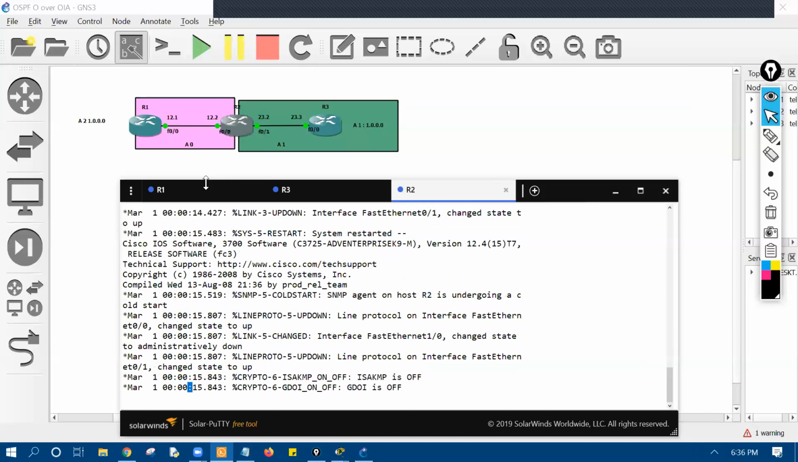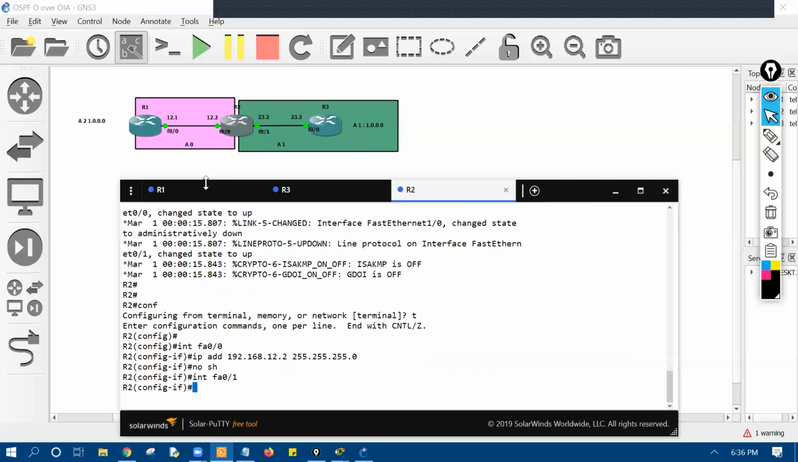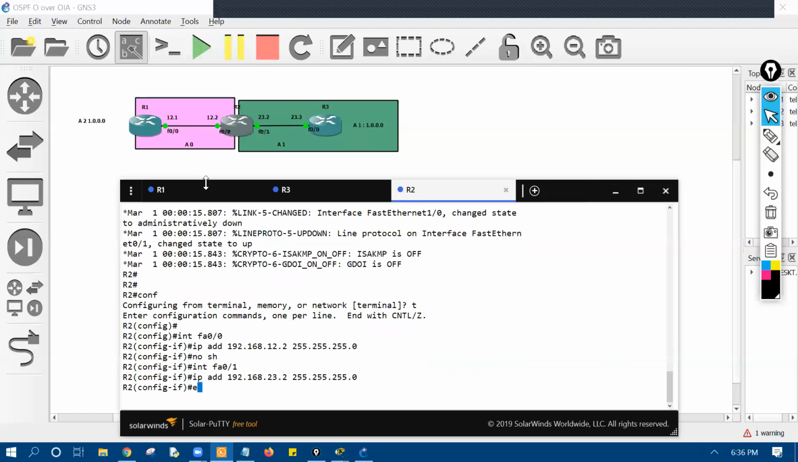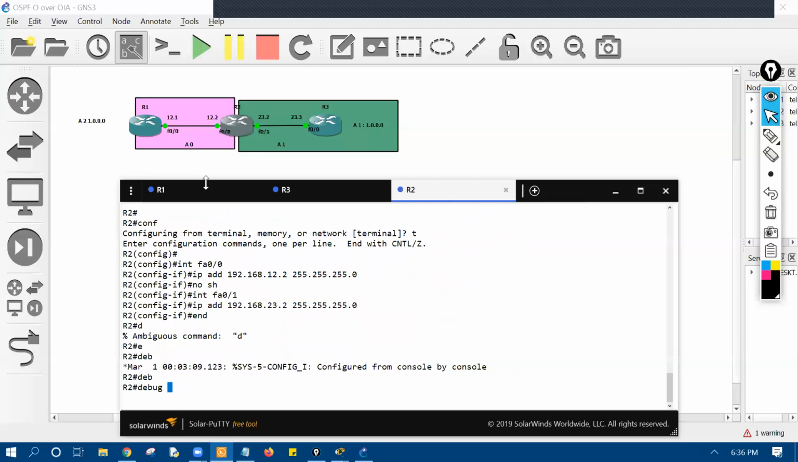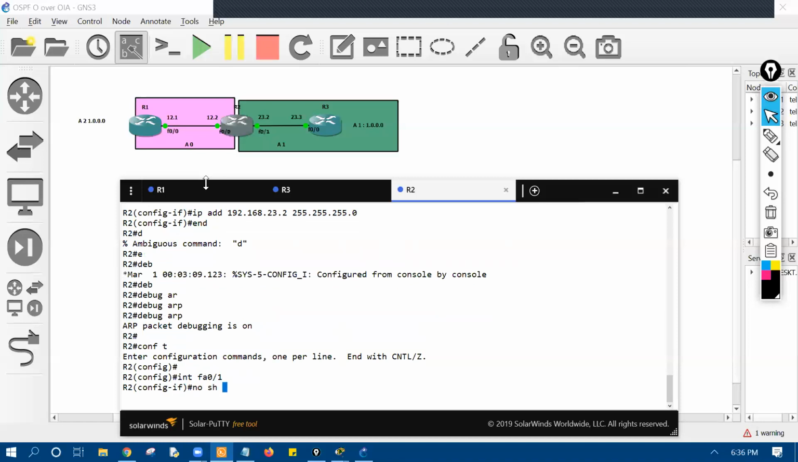R2 interface 0/0 IP address will be 12.2/24. No shutdown. And interface 0/1 /24. No shutdown. Okay, duplicate IP address. Debug interface 0/1. No shutdown.